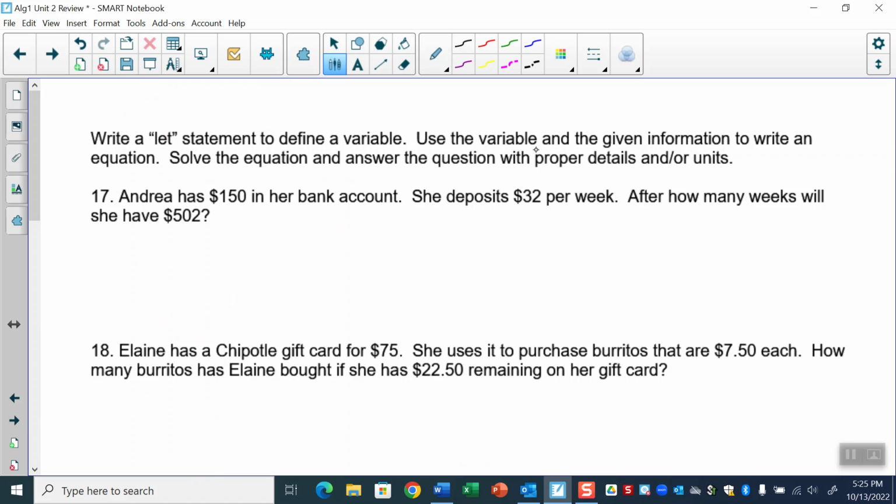And now we have the dreaded word problems. No worries. It says write a let statement to define your variable. So what's going to be my variable? The variable is going to be my question, how many weeks? Okay, so W equals number of weeks. All right.